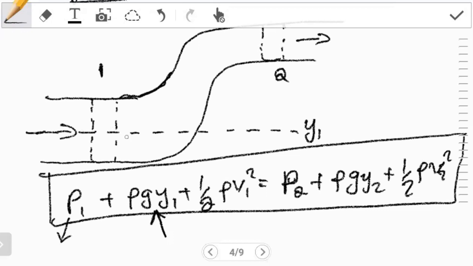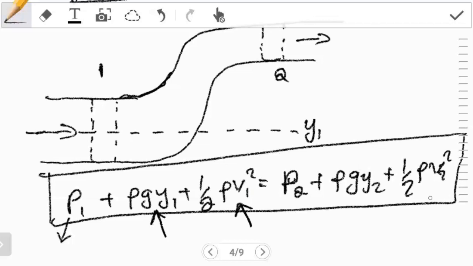Okay, now next up, the third term on the left-hand side, it's a kinetic energy term. So it's the kinetic energy per unit volume. So this is the potential energy per unit volume, and then this is the kinetic energy per unit volume. This is all at 1. And then when you go to the other side, the right-hand side, this is the work done per unit volume, and then this is the potential energy per unit volume, and lastly, that is the kinetic energy per unit volume.